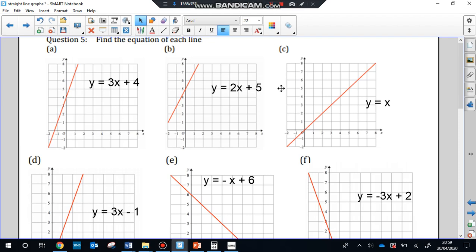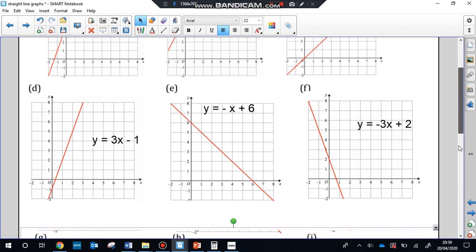Okay, good morning Year 8. So we're going to start with marking yesterday's work. If you get that in front of you first, pause the video and mark these first 6 questions. Just note the first 4 are positive gradients, but E and F are both negative gradients. Okay, when you've marked those, we'll have a look at these ones.